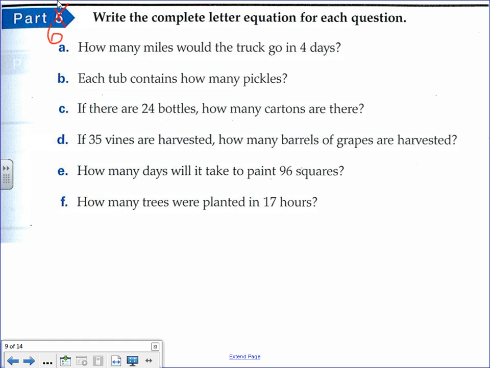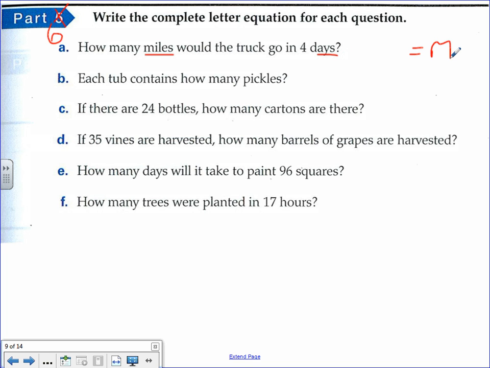So the problem is, how many miles would the truck go in 4 days? I need to identify my two units here. My two units are miles and days. Now, to write my equation, I have to identify which unit would go in the answer. So I look for the one that answers the question. Because it says how many miles, I know that miles is going to be the one in my answer.